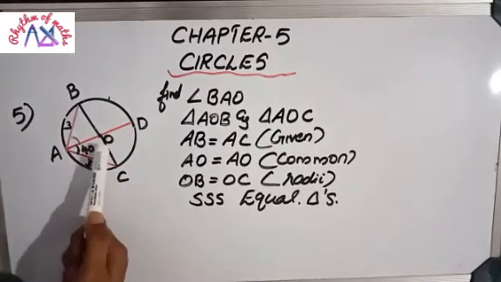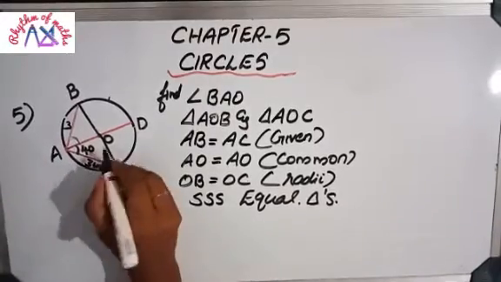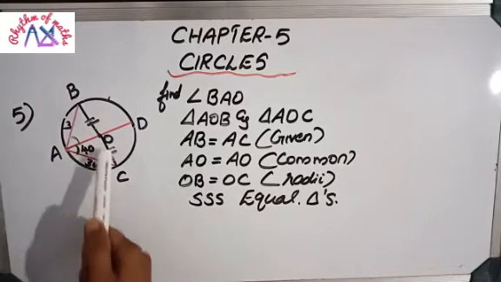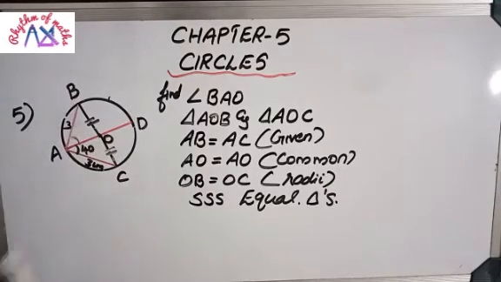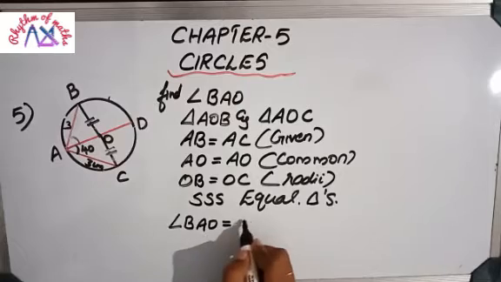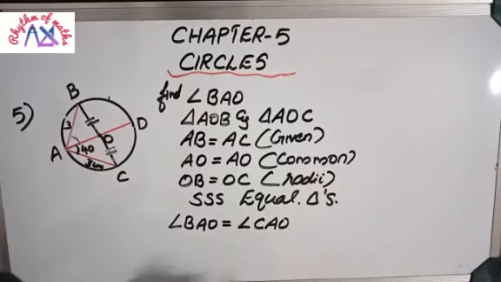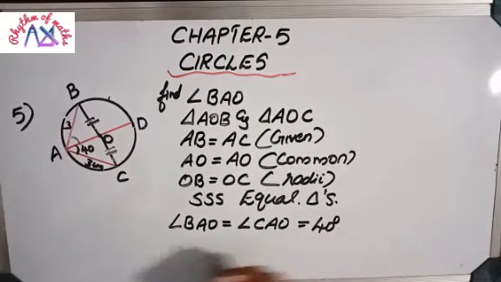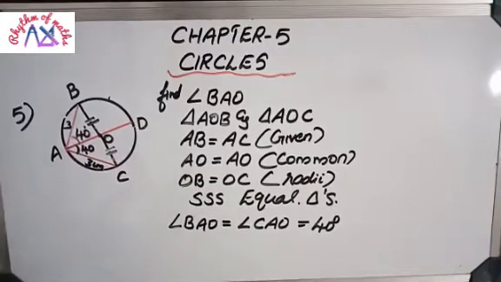Now here OC and OB, these two sides are equal, that we already proved. That means the angles opposite to these two sides will also be equal. That means angle BAO equals angle CAO. Angle CAO is already given, that is 40 degree. That means this angle will also be 40 degree. Just by considering equal triangles we can prove this. The same procedure we are going to use for the remaining problems also. So this is the fifth one's answer, a very easy one.